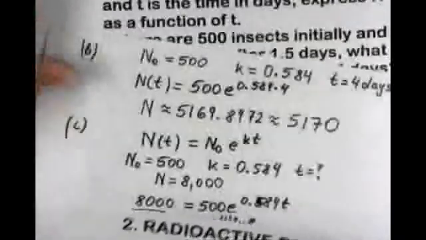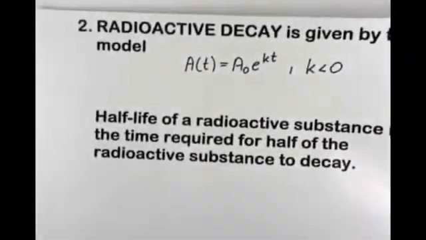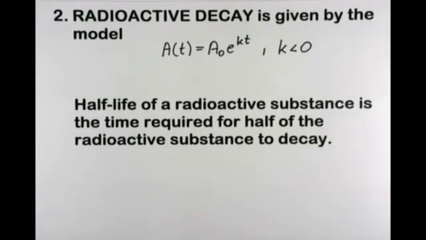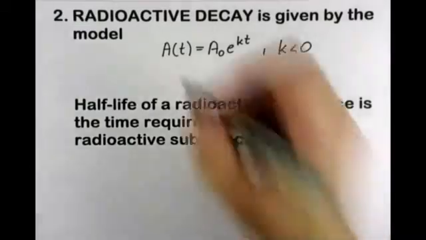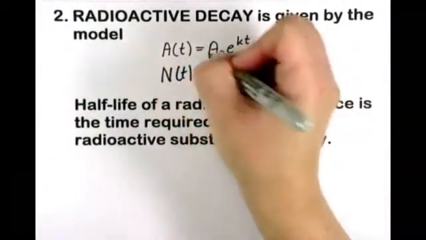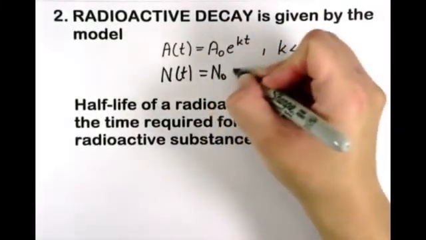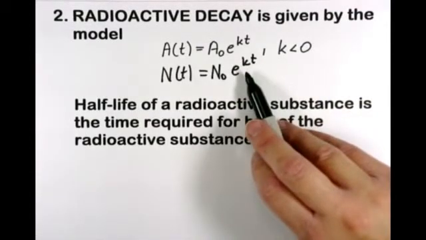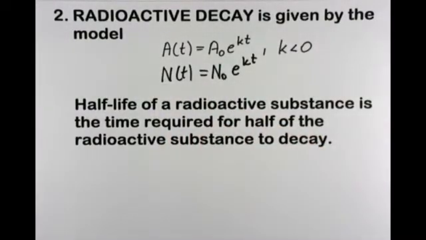Now the next thing that we would like to talk about is radioactive decay. Radioactive decay is given by the model A at t is A0 e to the power kt. The model is exactly the same. We have the same as n at t. Now I'm using A. So n0 e to the power kt. And for decay, we said before that k must be negative. Then we have decay. So we can use n, we can use A. Any letters is good. So half-life of a radioactive substance is the time required for half of the radioactive substance to decay. Half-life is that half of the radioactive substance decays.